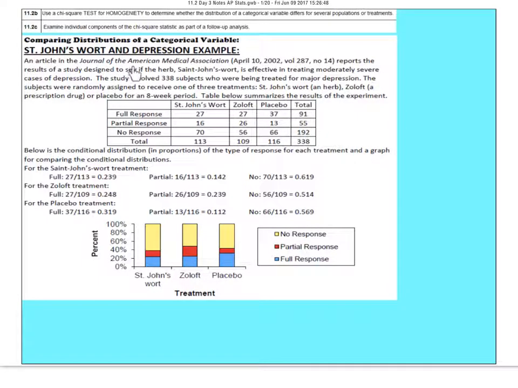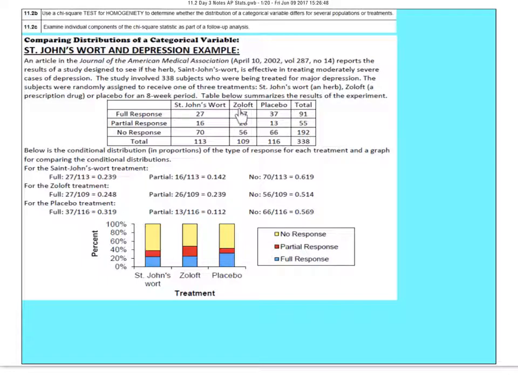An article in the Journal of the American Medical Association reports the results of a study designed to see if the herb St. John's wort is effective in treating moderate to severe cases of depression. The study involved 338 subjects who were being treated for major depression. The subjects were randomly assigned to receive one of three treatments: St. John's wort, an herb, Zoloft, a prescription, or a placebo for an 8-week period. The table summarizes the results of the experiment.